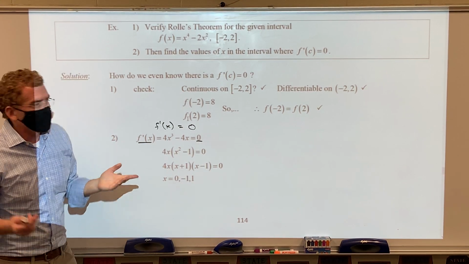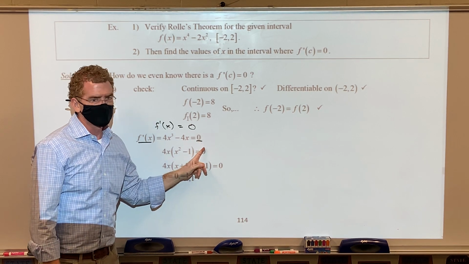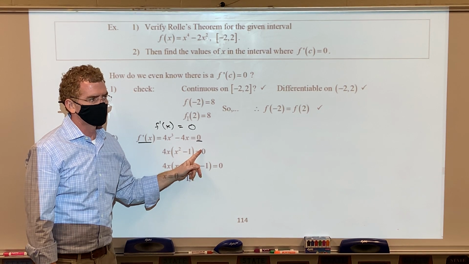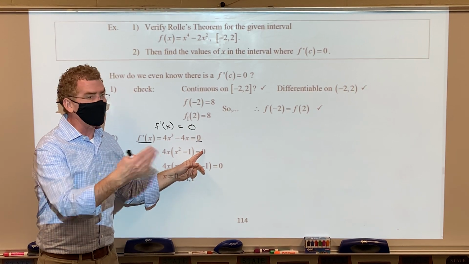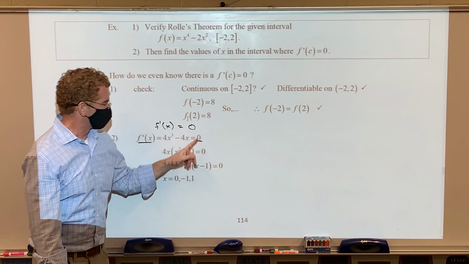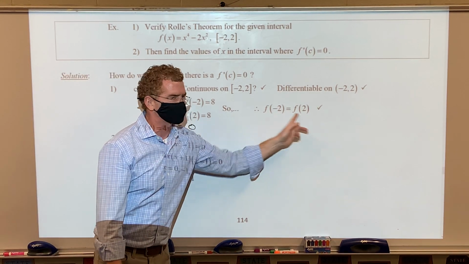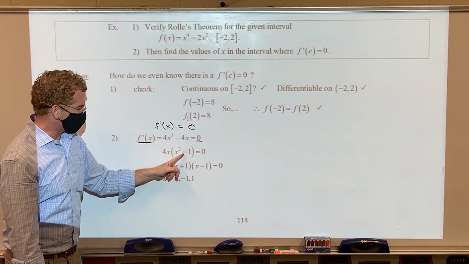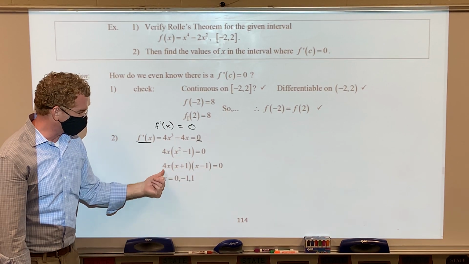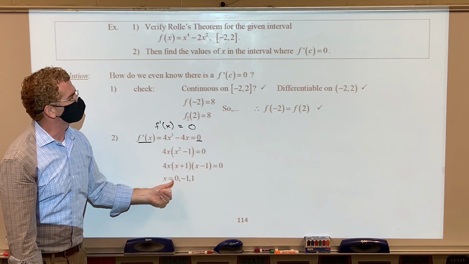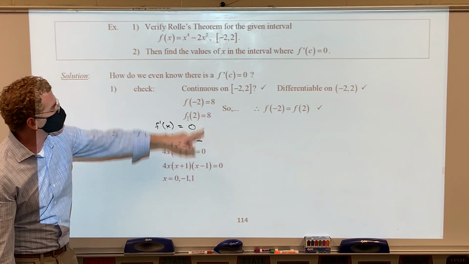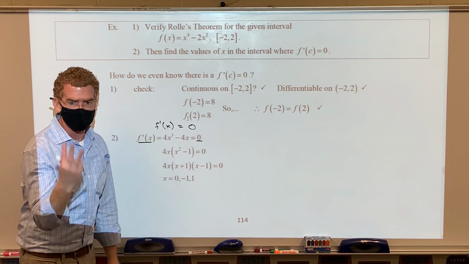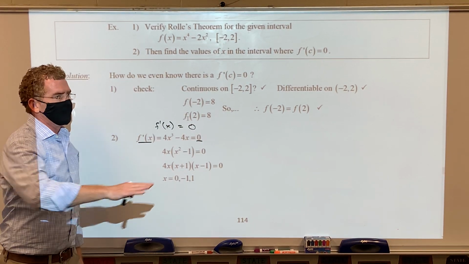The mean value theorem, what would it be over here on the right? The slope from beginning to end, the average rate of change. But in this case, I've already verified that that average rate of change will be 0 because the y's are 0. Bam. And then I factor out 4x, factor the x squared minus 1, and 0, negative 1, and 1 are the 3 points on this interval. And are all 3 of those in there? Yes.